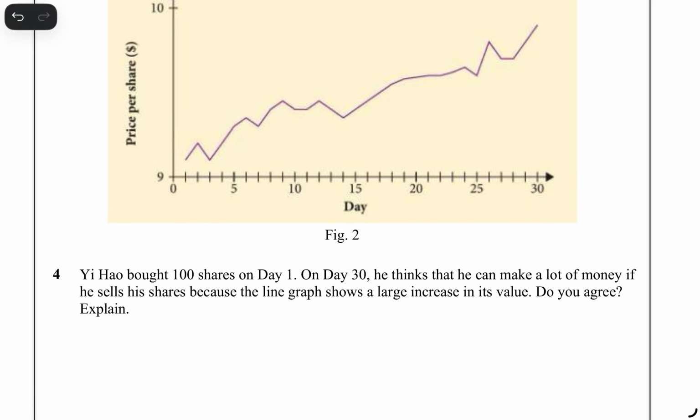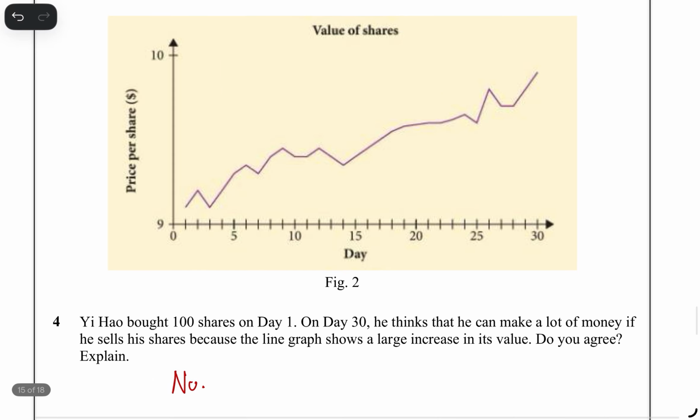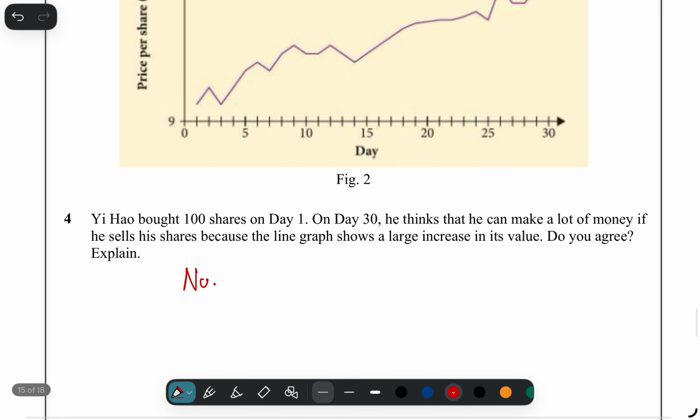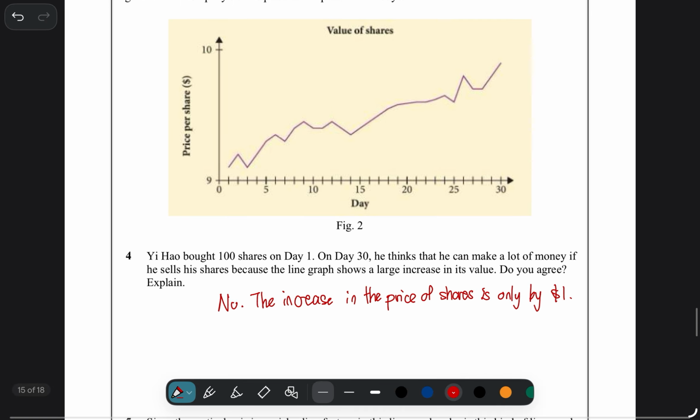Actually, do you agree? The answer is no. Why? Because this line graph doesn't start from 0. Even though it looks like, wow, it increased a lot, actually from $9 to $10, it only increased by about $1. So over here, we can write, I do not agree because the increase in the price of shares is only by about $1. So actually it's not a lot of money.